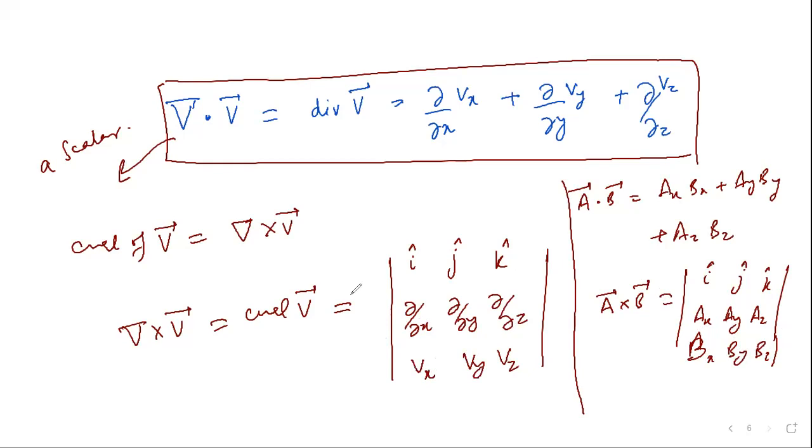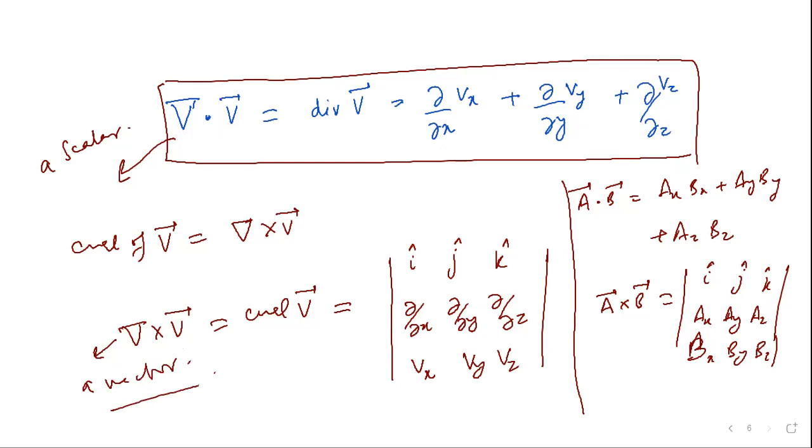Similar is the situation here. You define curl of V as a sort of cross product between del and V. Here del is an operator, A is just a vector. So then you write i cap, j cap, k cap. These partial derivatives are components of del. Vx, vy, vz are components of V. So now curl of vector field is what? A vector. It's a vector.